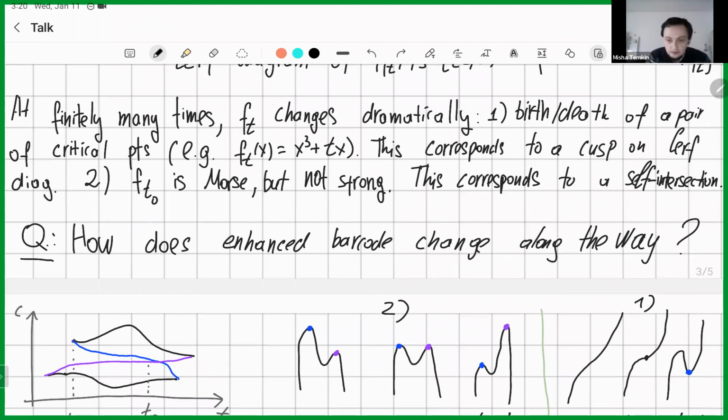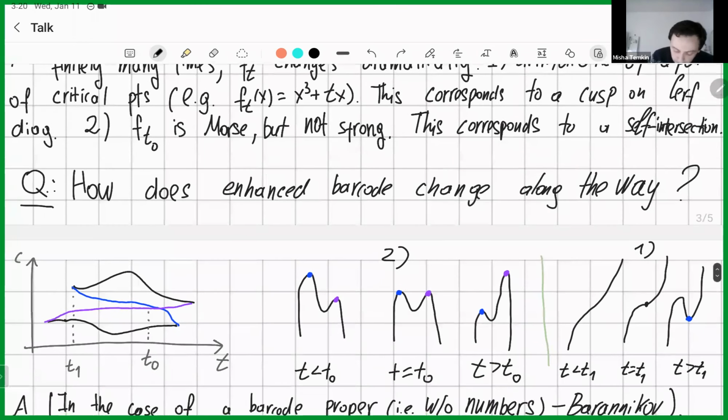So the two critical values collide, and this corresponds to a self-intersection on the Serre diagram. And the picture, well, again, the same picture. So the example of this is this. Again, the function is, say, on the real line.